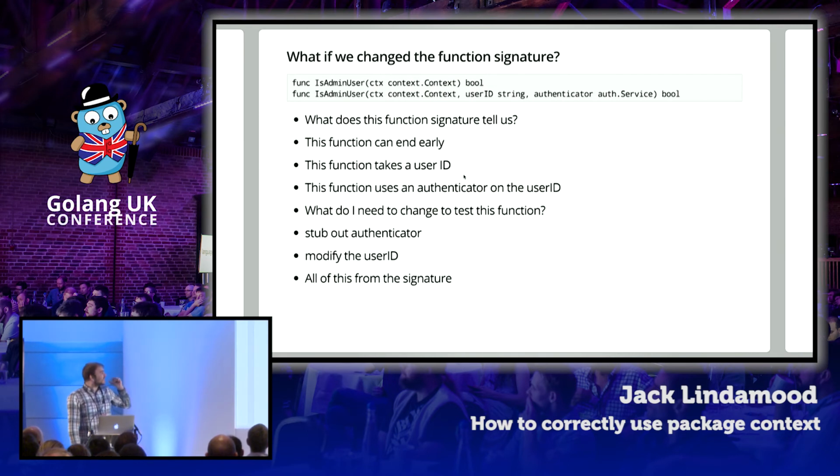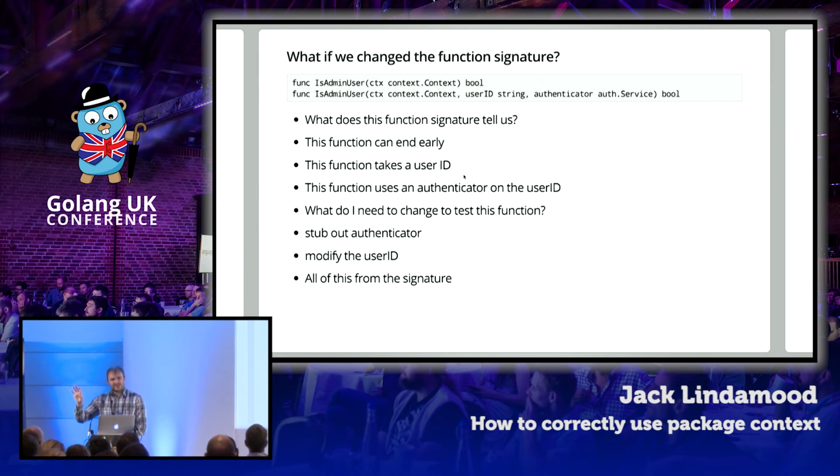The problem is that it's really hard to tell from the function signature what's going on. When you're reading code, you're not going into every single function, you're skimming through the code. If the function signature had instead been isAdminUser, and it takes a context, an explicit user ID, and an explicit authenticator, it's really clear what that function's doing. It's clear that the function probably blocks, it's probably cancelable, and it does something with a user and something with an authentication service.